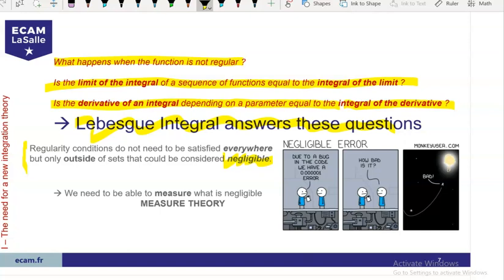Okay, here we've got a bad expression of negligibility, because here you've got something, we have a bug in the code and it's a very 0.0000 value. And how bad is it? Well, it looks very small, but actually this can have some big consequences. So we need to have a fine idea of what is negligible or not, and in order to do this, we need measure theory.